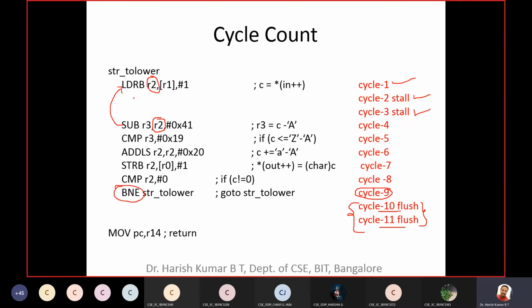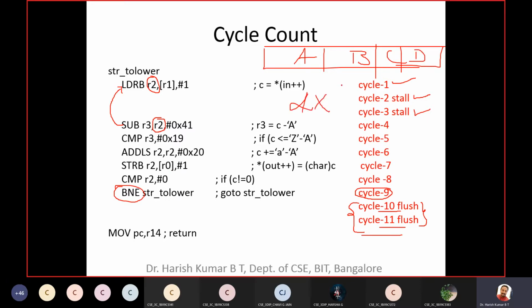So right now one iteration of this code segment is taking 11 clock cycles. If there are 4 characters in my string, as I wrote earlier, A, B, C, D, how many times does this loop get executed? 4 times. So 4 into 11, I require 44 clock cycles to execute this code segment to convert my string A, B, C, D to lowercase.